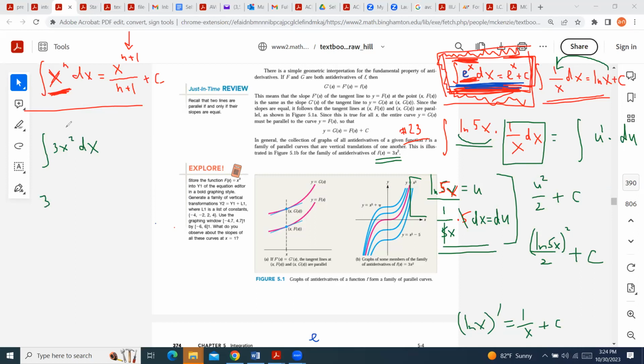So 3 stays. According to the formula above, the power of x will be increased by 1, so that'd be x to the third power, 2 plus 1, divided by 3, plus the constant. So I actually have x cubed plus the constant. So what does this mean? It means that the constant could be 0. So that's the red graph, x cubed, right? If the constant is 0.